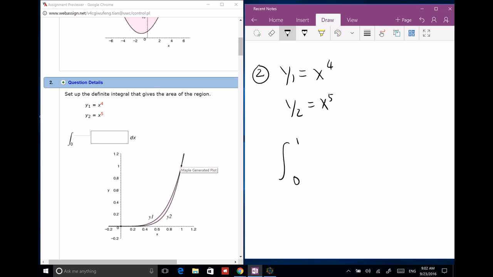And then my question is, well, it's very clear from the picture here. y1 is on the top, y2 is on the bottom. So we just use y1 minus y2. I was asking which one is bigger, which one is smaller.